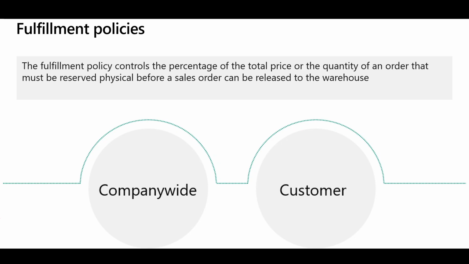Now let's talk about another topic that works in conjunction with the release to warehouse process: the fulfillment policies. The fulfillment policy controls the percentage of the total price or the quantity of an order that must be reserved before this order can be released to the warehouse. For example, a fulfillment policy that has a rate of 70% means that the total of the reserved quantities must be 70% or greater than the total of the ordered quantity. The fulfillment policy can be defined as a company-wide policy or could also be defined as a customer-specific policy.